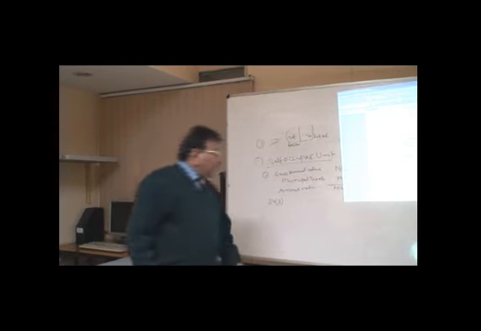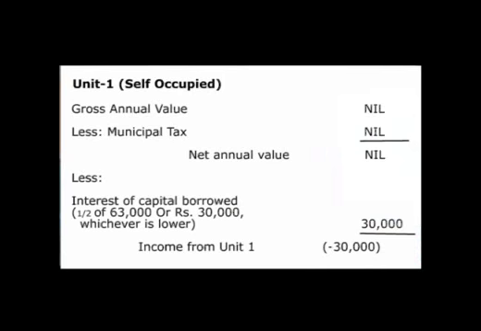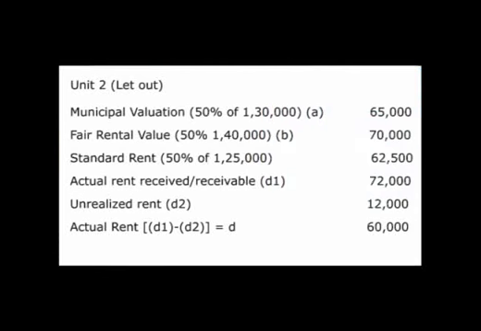So this is the way we can make the calculation. Interest on borrowed capital is 63,000, so half of the portion is there. He will be eligible for the interest portion to the extent of 31,500, limited to 30,000 rupees. So minus 30,000. Here it will have a net value of minus 30,000. That is the valuation in respect of the self-occupied property. Now let's see how we can make the valuation in respect of the rented property.